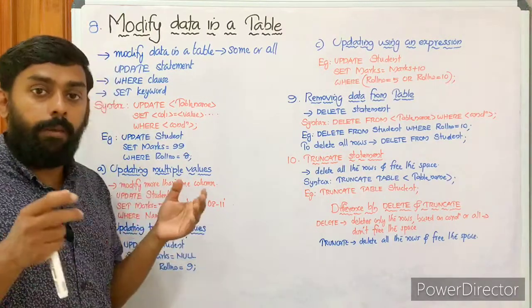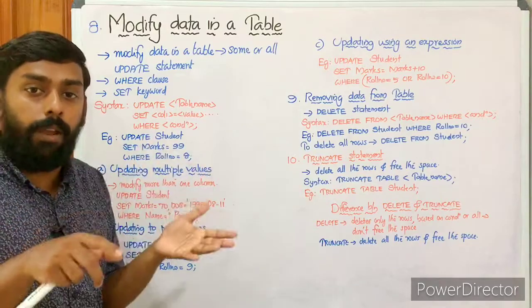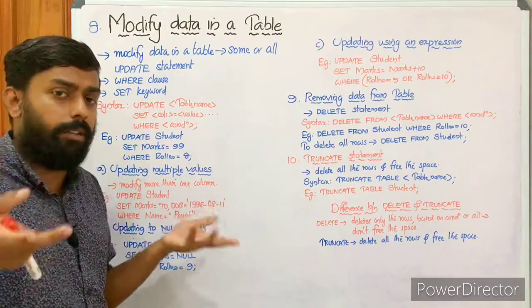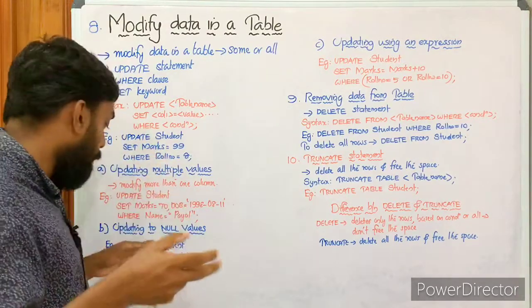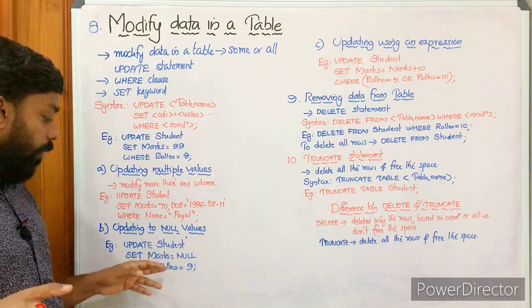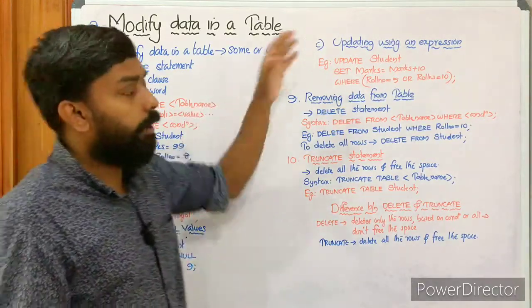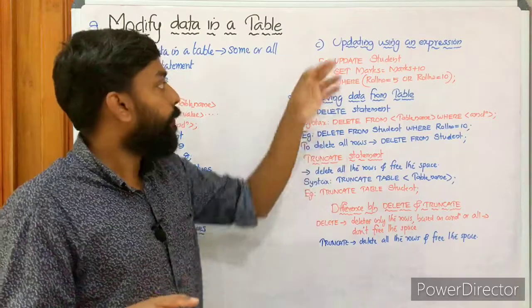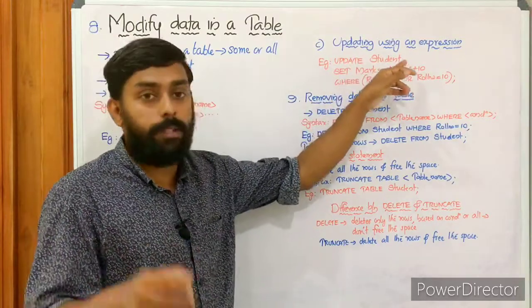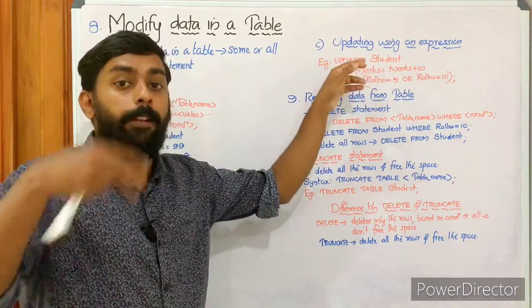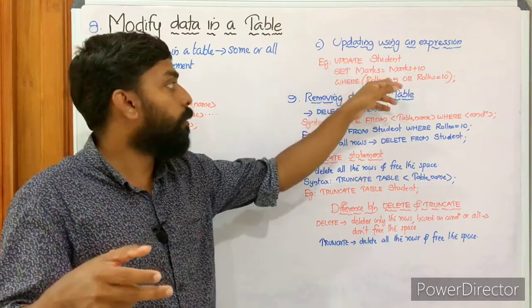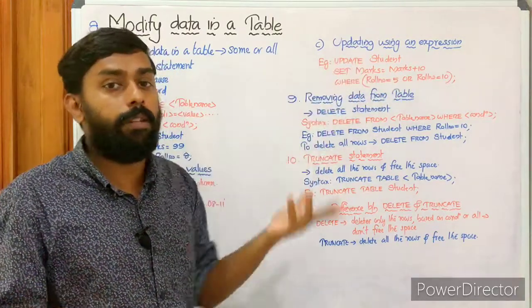Then setting to null. Just like setting to any other value, 99, 98, 0, 100, we can set it to null as well. Update student, set marks equal to null, where roll number equal to 9. Then based on an expression or an equation: update student, set marks equal to marks plus 10. Marks equal to marks plus 10 means increasing the value by 10 of those students whose roll number is 5 or roll number is 10.